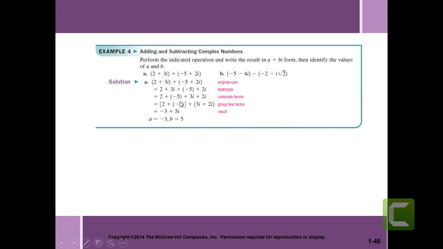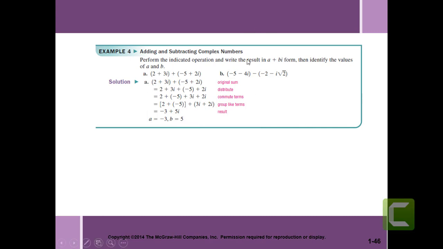So we're going to move things around. And then what we're going to do is bracket them and simplify. So 2 plus a -5 is -3. 3 i's plus 2 i's equals 5 i's. So we end up with this, and we know that a is -3, so the real part is -3. And then we have a coefficient of 5, so b is 5 on the imaginary part, and that's it.